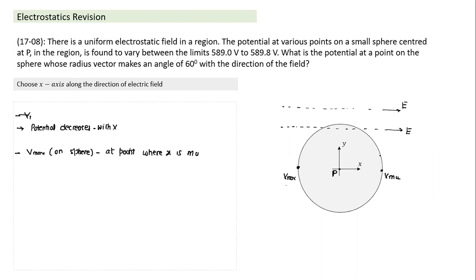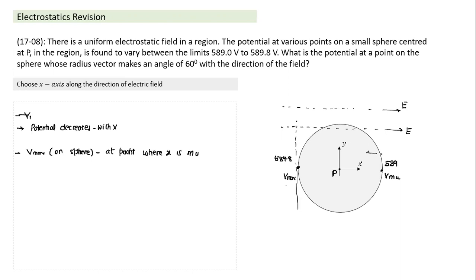So this point's potential is the minimum potential, 589. And this point's potential is 589.8. So what I understand is, over a distance of 2r, potential has changed by 0.8. That's a potential gradient. So as I move from here, in a distance r, potential changes by 0.4. And if I have to draw an equipotential surface, this is the equipotential surface.